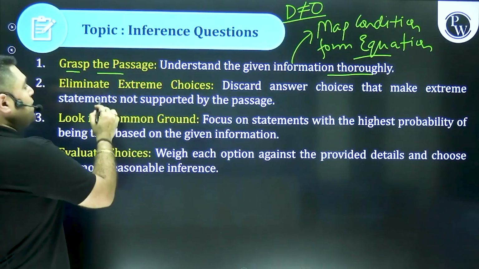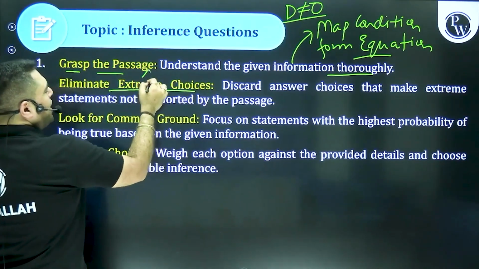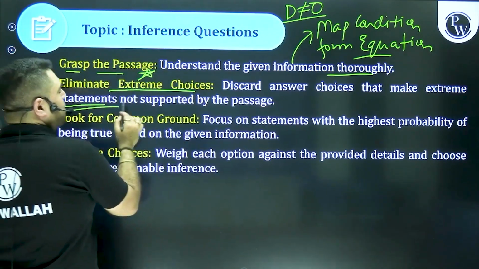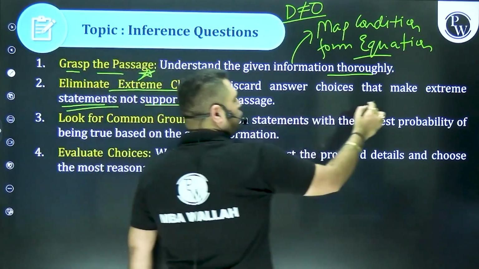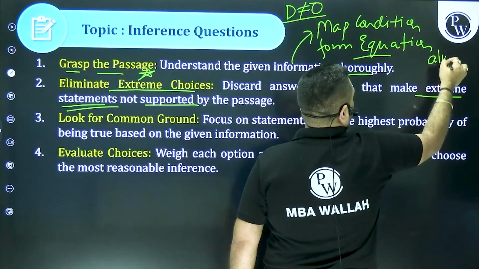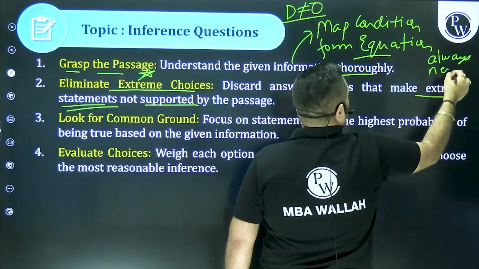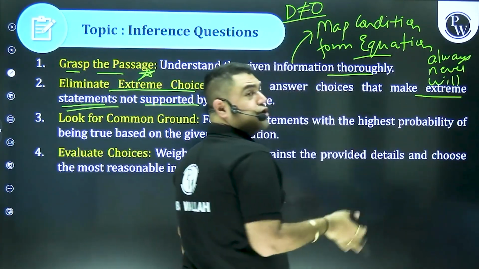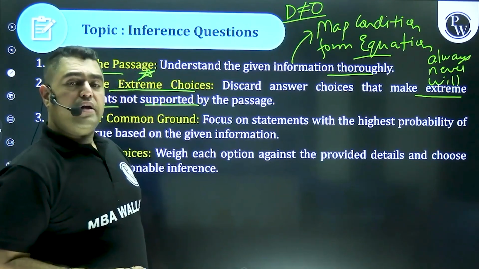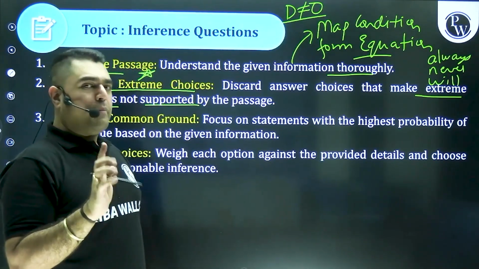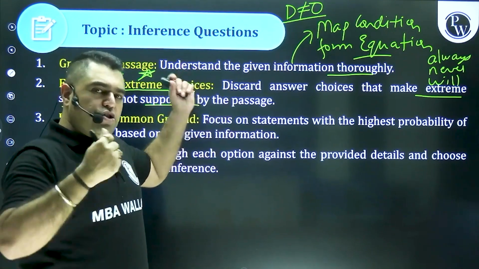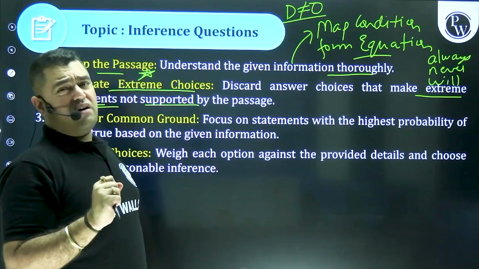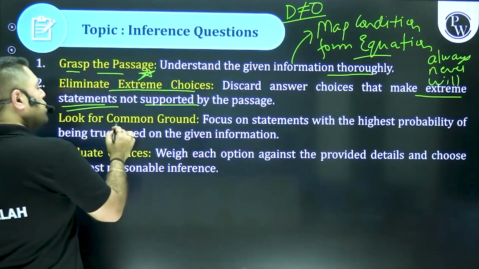Now eliminate extreme. I love this. I love extreme choices. Discard answer choices that make extreme statements, 100% not supported. What do you mean by extreme? Always, never, okay? Will, all of these, mostly, everyone, no one, extreme. Red flag. Red flag. Be careful. Unless and until your passage is only extreme, only definitive, then it's okay. Otherwise, no. Be careful, okay?